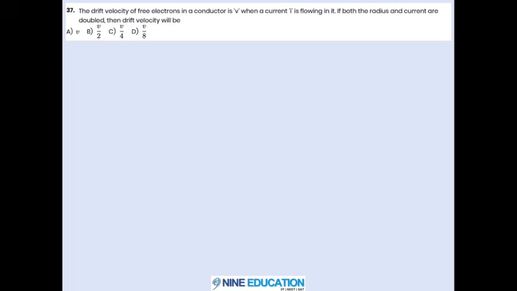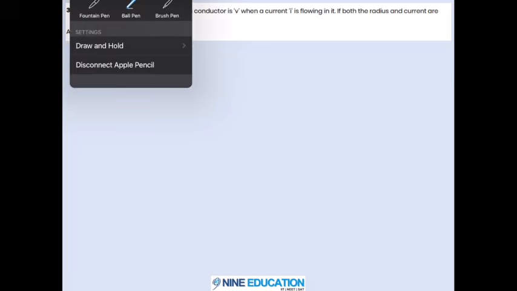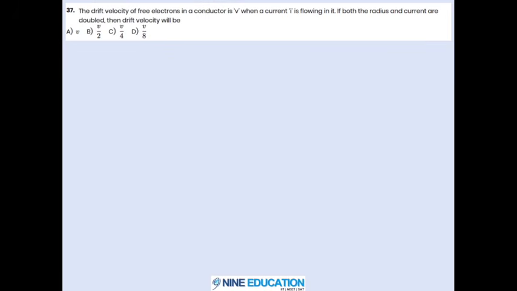Drift velocity of free electrons in a conductor is V when current I is flowing through it. If both the radius and current are doubled, then drift velocity becomes what? What happened? Okay. Look here.